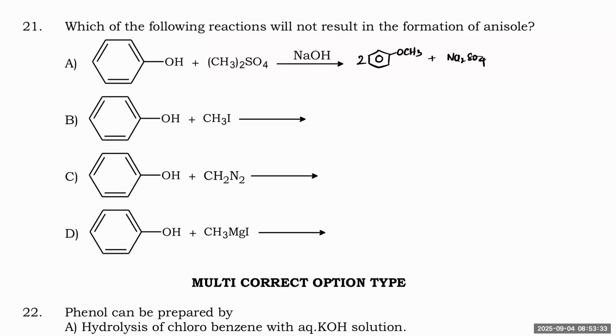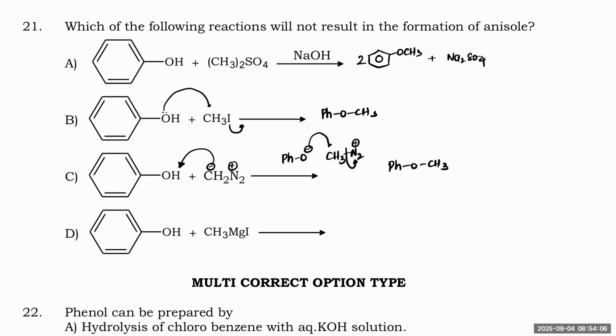Second case, same logic here. Lone pair from here will attack, I minus will go. So we'll get this as PhOCH3. Correct. Next, third case, also CH3 N2 plus. First, this will take H plus, converting into PhO minus, with CH3 N2 plus. N2 is a good leaving group. This will attack via SN2 mechanism. Again, you will get anisole.